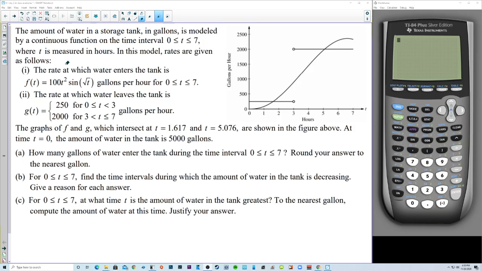This is section 8.1, day 2 in class. The amount of water in a storage tank in gallons is modeled by a continuous function on the time interval 0 to 7, where t is measured in hours. In this model, rates are given as follows.